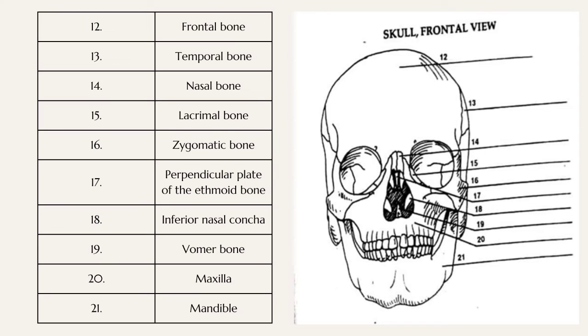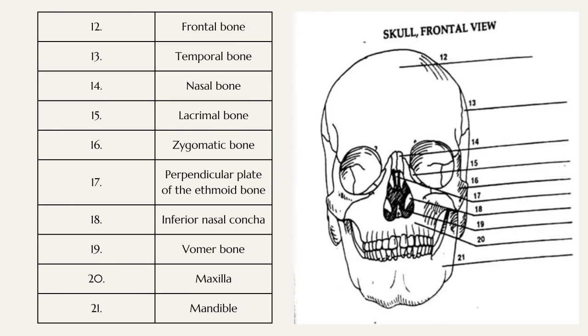Number 18 is inferior nasal concha. The inferior nasal concha is a scroll-shaped paired bone that rests at the lateral wall of the nasal cavity. It helps to filter and humidify the air that we breathe. The nasal conchae are also sometimes called turbinates.